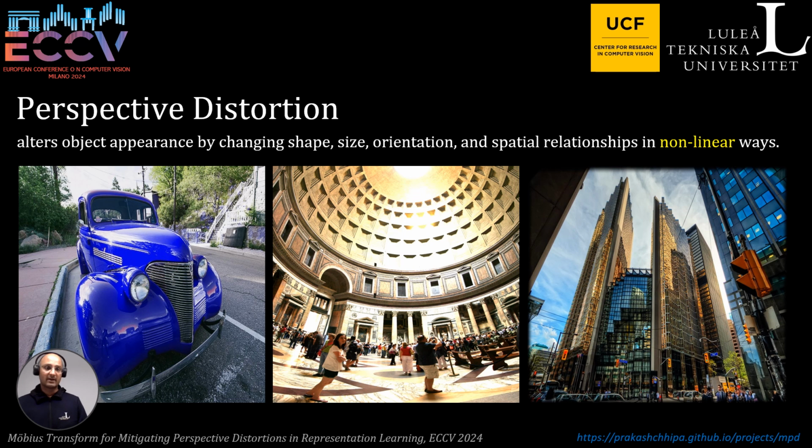So coming to perspective distortions, it changes the shape, size, and orientation of objects from their original identity. You could see a couple of examples here, like car, people, and buildings. The shape and orientation of the objects have been distorted because of the capturing angle and many different intrinsic and extrinsic parameters of the camera.